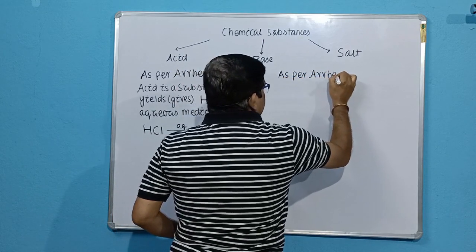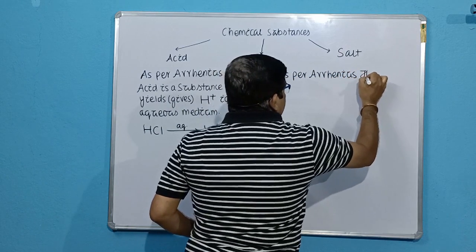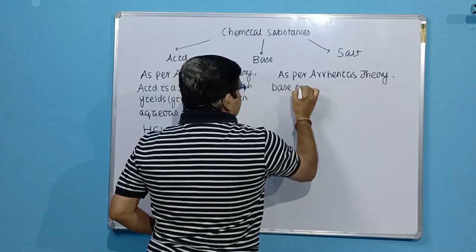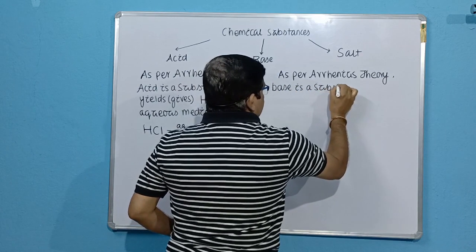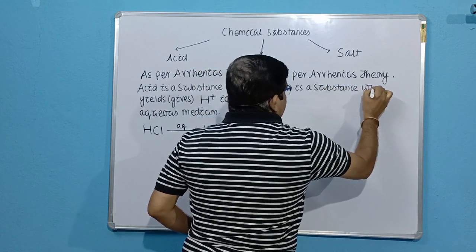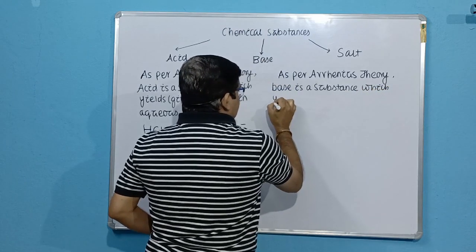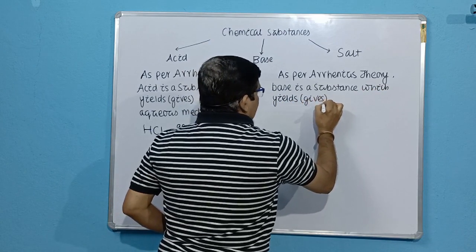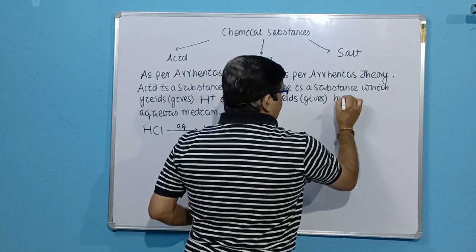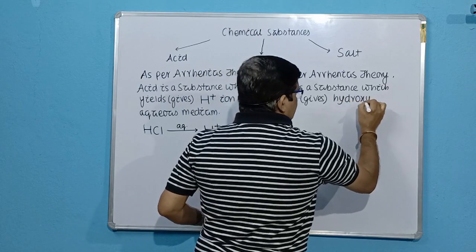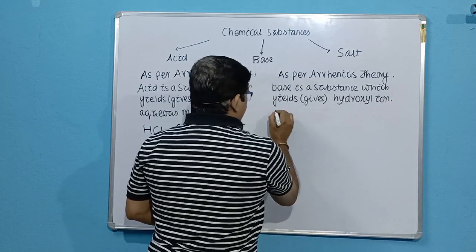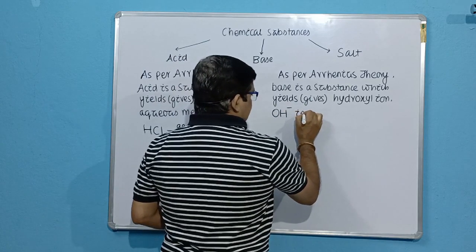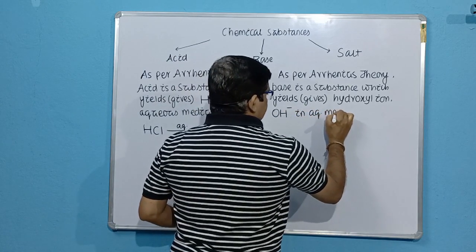As per Arrhenius theory, base is a substance which yields, means gives, hydroxyl ion, means OH minus, hydroxyl ion OH minus in aqueous medium.